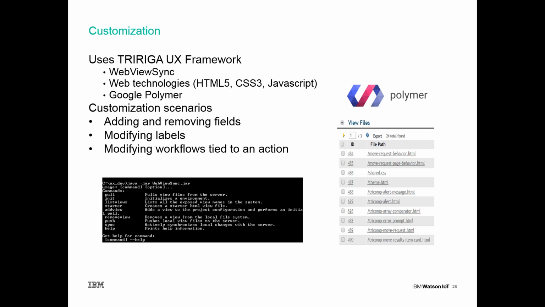If you're going to be customizing this application, you'll need to be familiar with HTML5, CSS3, and JavaScript, and Google Polymer if you really want to make any major changes. Some typical customization scenarios would be to just add and remove fields, or to modify some of the labels on the screens, or maybe even to modify the workflows that are tied to some of the actions in the HTML code.